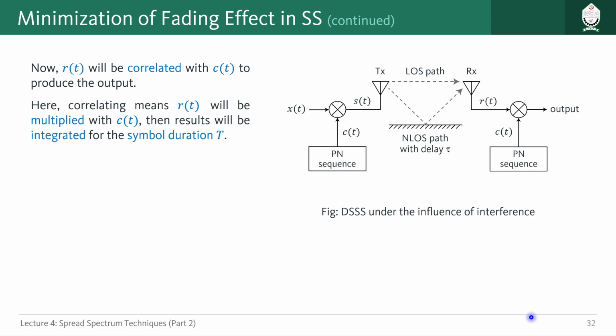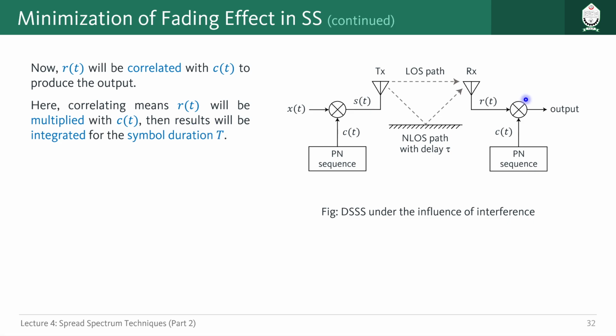Now at the receiver, what will happen? At the receiver, r of t will be correlated with our spreading sequence c of t. So what is correlation here? This correlation is basically like our inner product, like we described in the OFDM lecture. First of all, this received signal r of t will be multiplied with c of t, and for a symbol duration T, all the results will be integrated.